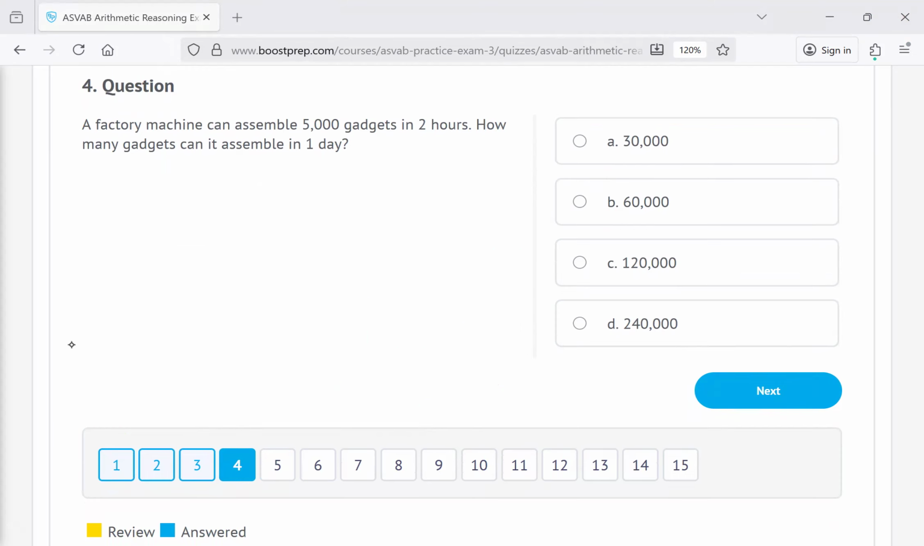Question four, a factory can assemble 5,000 gadgets in 2 hours. How many gadgets can it assemble in 1 day? So this one is just a simple proportion problem. So far we have only done word problems relating to proportion, and then we also did some problems. The one we just did is a linear equation. I think it was like the first one we did, the first test. I mean, not the first problem.